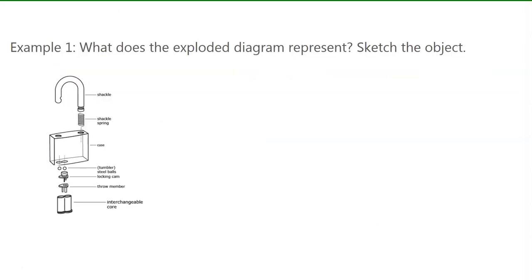So now example 1 says, what does the exploded diagram represent? And then sketch the object. So you might be able to recognize this as a lock. Not necessarily a combination lock, because I don't see that part, but one with a key.